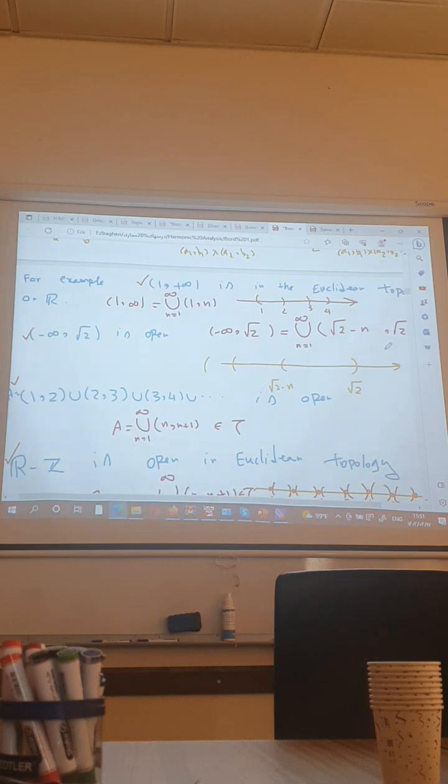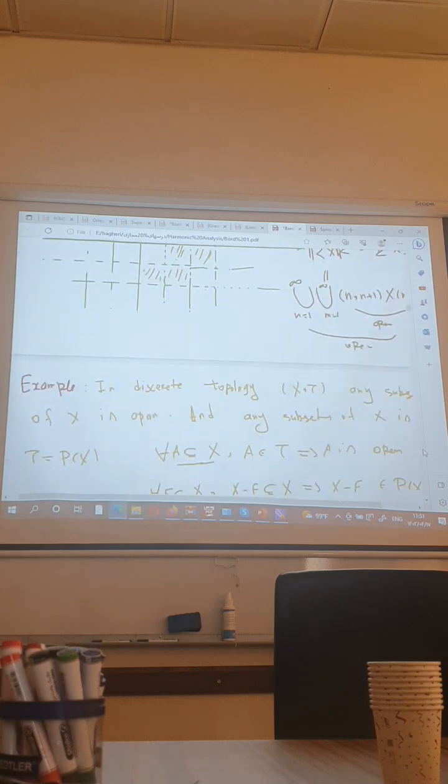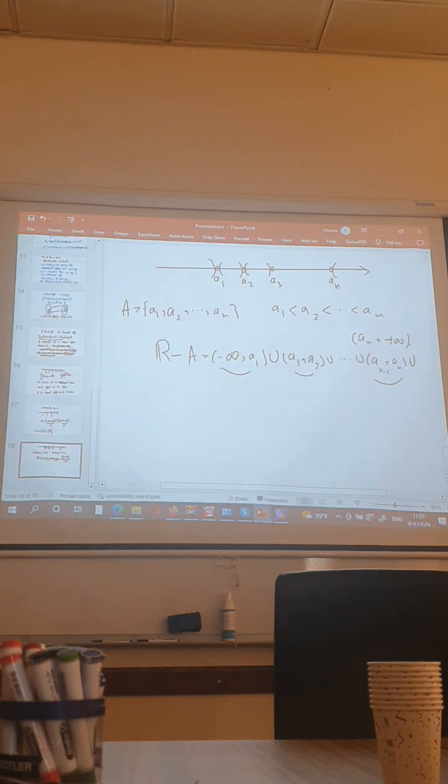Can we say any infinite group is closed or open? Maybe closed, maybe open. If this bound is open, this is an open interval. If it is closed, it is closed. In this case, we see that all of these are open, so this is an open set. This shows that A must be closed.